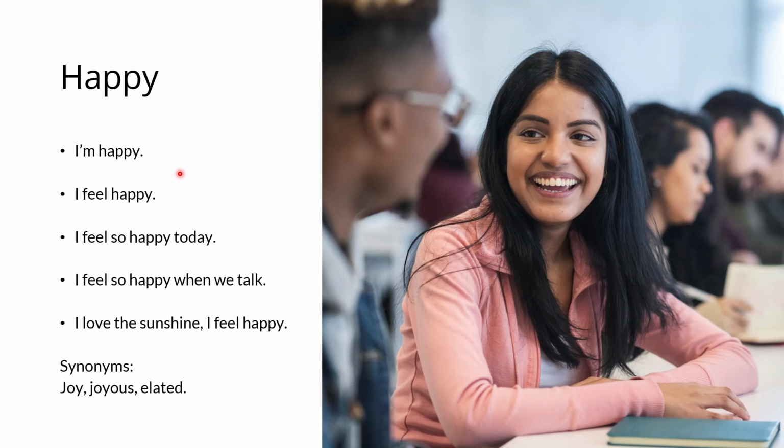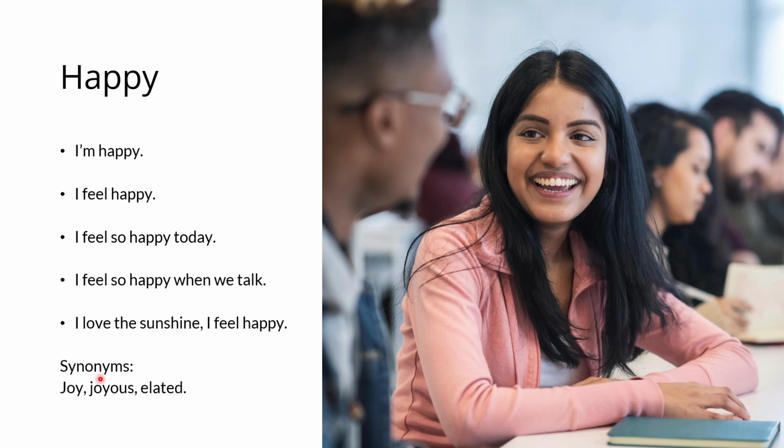So we could say I'm happy, I feel so happy today, I feel so happy when we talk, I love the sunshine, I feel happy. So we can either talk of happy as the emotion, just saying I feel happy without giving a reason, or we can join it together with a reason. So for example we can use when, so when we talk, I feel so happy when we talk, or we can use I feel so happy when I go walking, or I feel so happy when I sing, or in this case saying that you love something and it makes you feel happy.